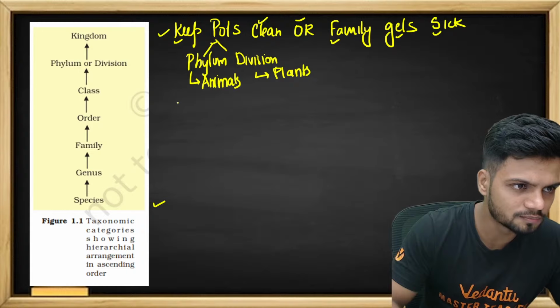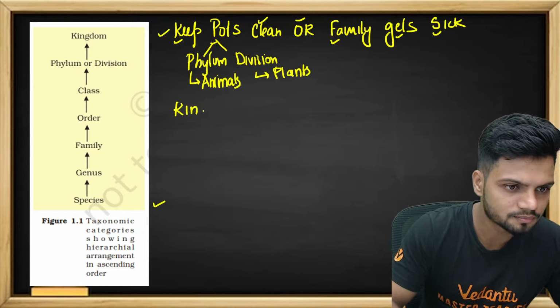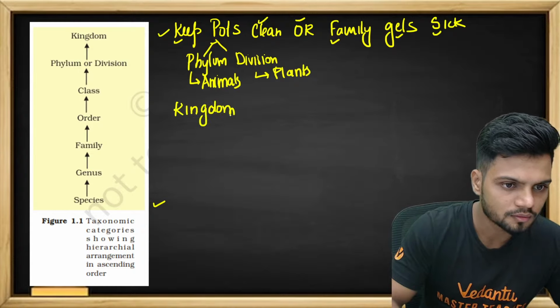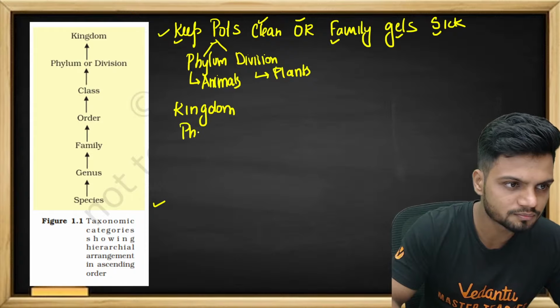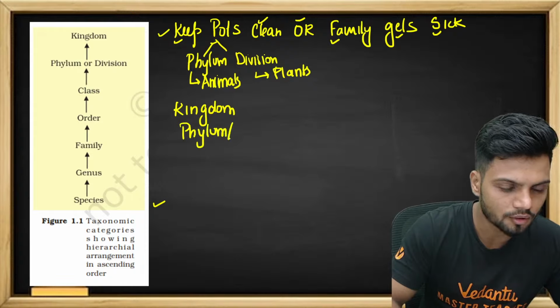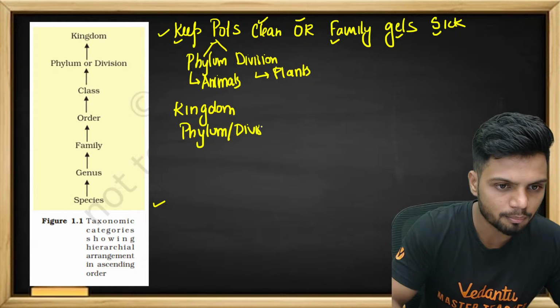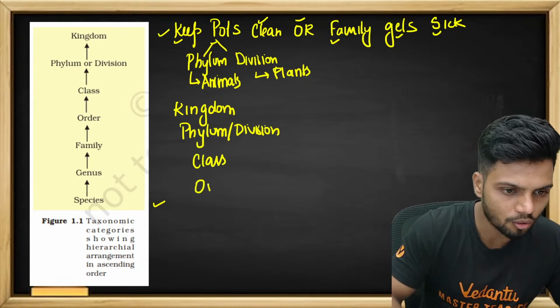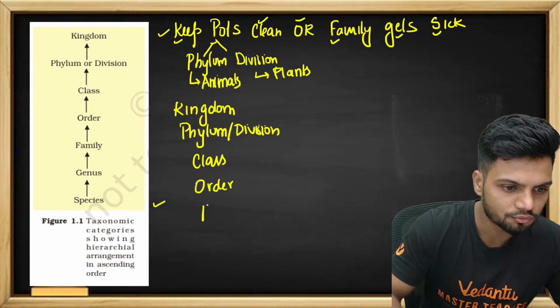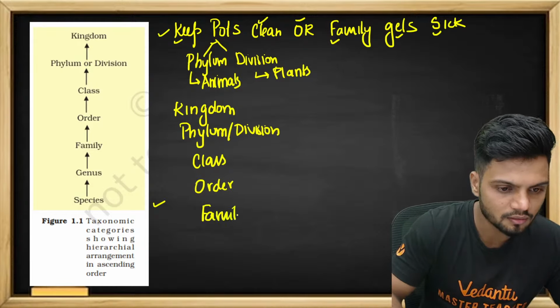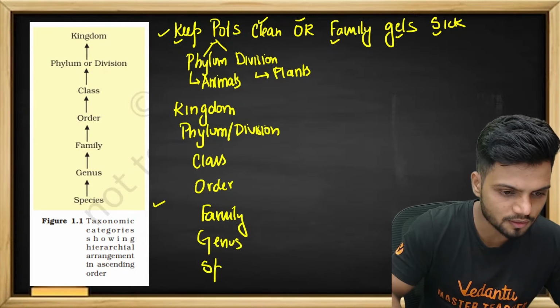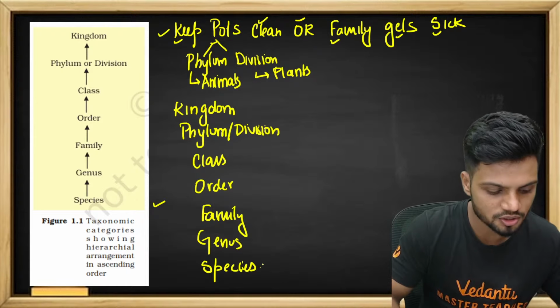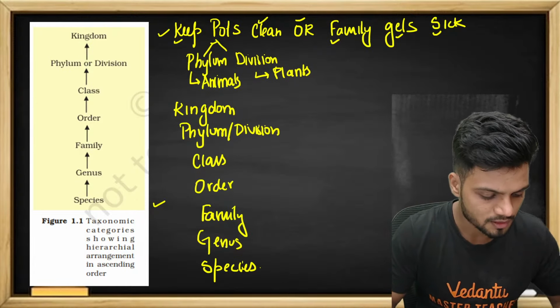Now, students, we have your kingdom here. Then we have phylum or division in the case of plants. Then we have class, order, family, genus, and finally the last one is the species. Last one is going to be the species here, right? Last one is going to be species.